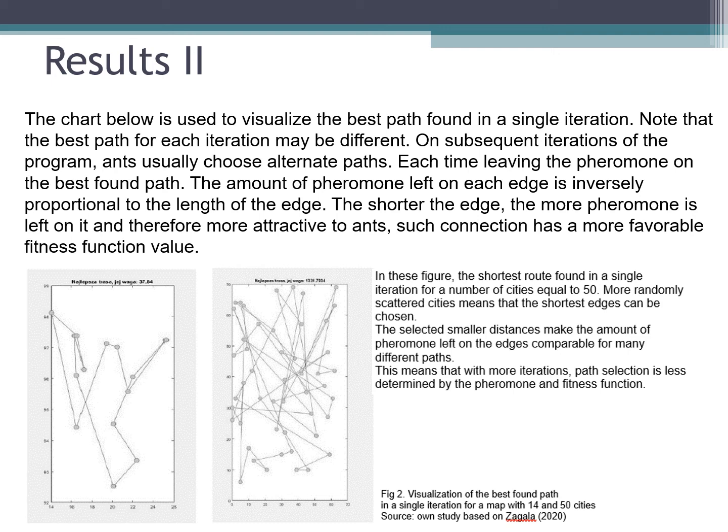The selected smaller distances made the amount of pheromone left on the edge comparable for many different paths. And this means that if we have many short distances, path selection is less determined by the pheromone and the fitness function.